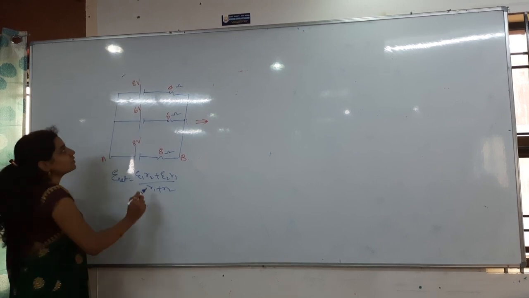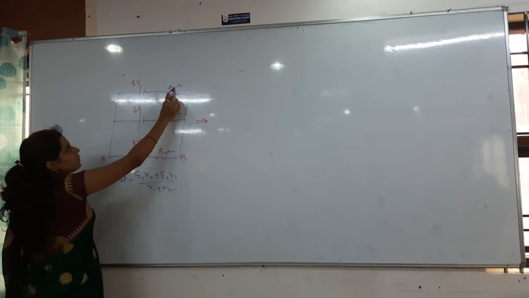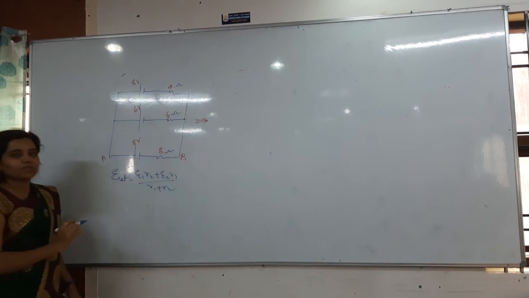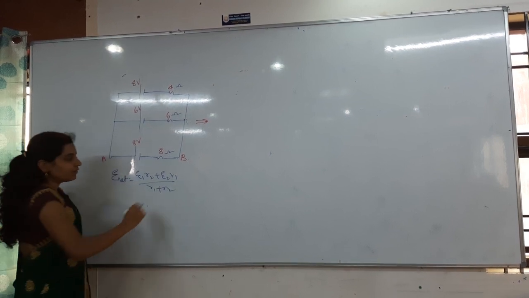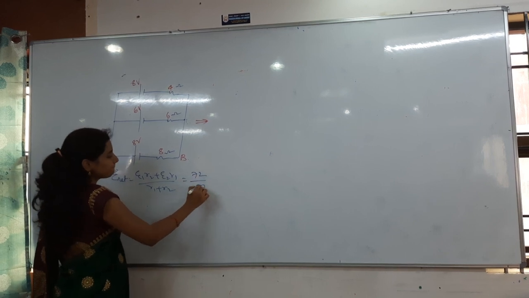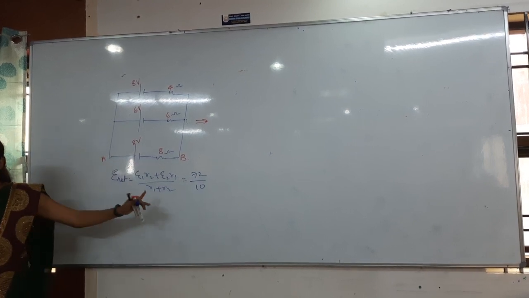Then the net EMF is equal to how much here? 6 4s are 24 and then 8 6s are 48. How much is that? 72. Correct? 72 divided by 10. 72 by 10 is the net EMF.